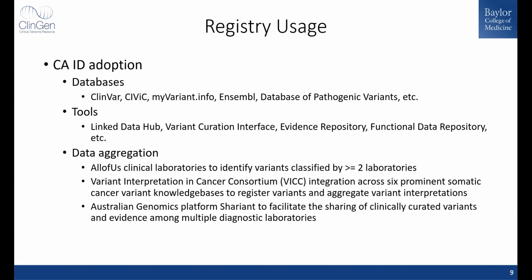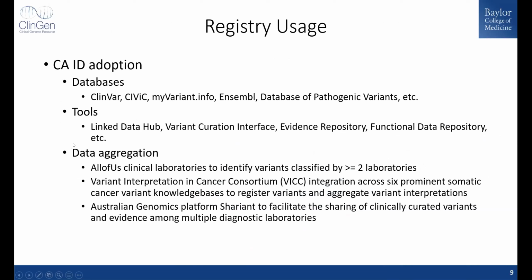So I'm going to talk about the usage, some of the tools that are using this, before we get into some hands-on examples and do some demos and some interaction. We've seen canonical allele identifier adoption from various databases, including ClinVar, CIViC, myvariant.info, Ensembl, the database of pathogenic variants, and others. The tools that use this currently are Linked Data Hub, Variation Curation Interface, Evidence Repository, Functional Data Repository, and some other tools as well.